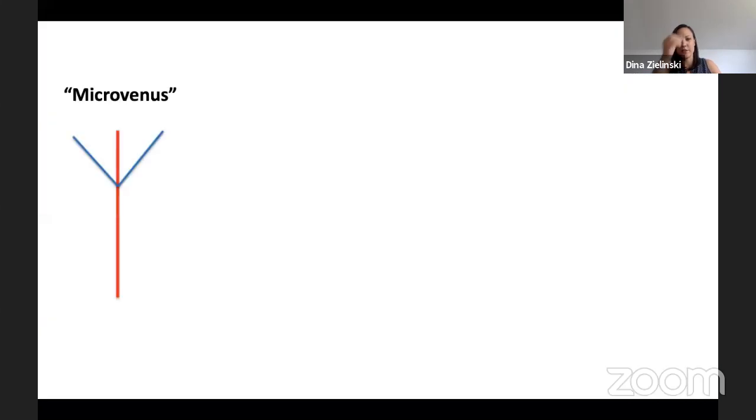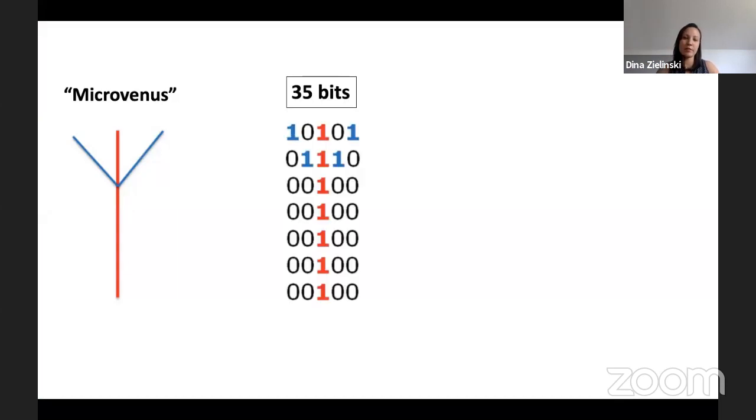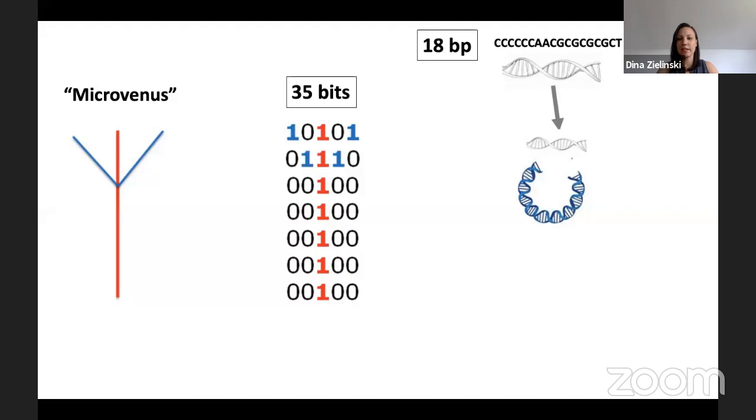So the way he did this was actually quite simple. He took this image called microvenus, a very simple image, and he simply translated this into bits. And so basically each pixel in the image is represented by a 0 or a 1. And in the end, it was only 18 base pairs, so 18 A's, T's, C's, and G's to encode this image. This is minuscule. And so he took that DNA and he actually copied it into bacteria.